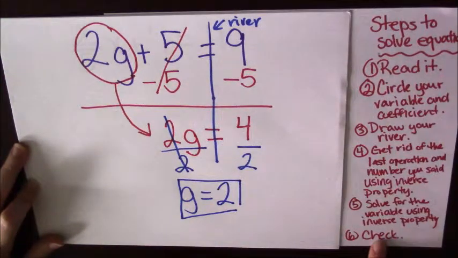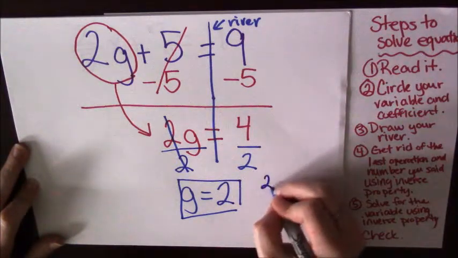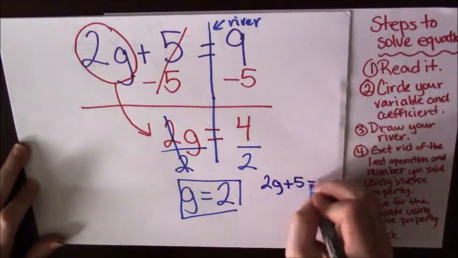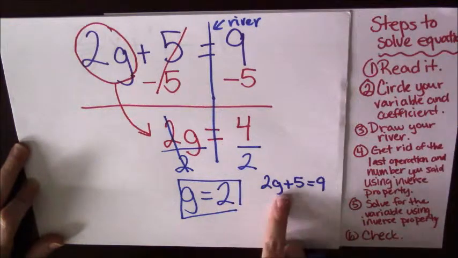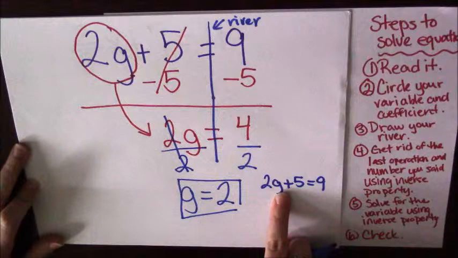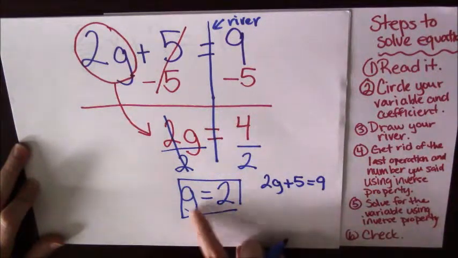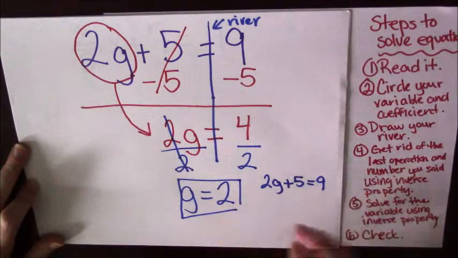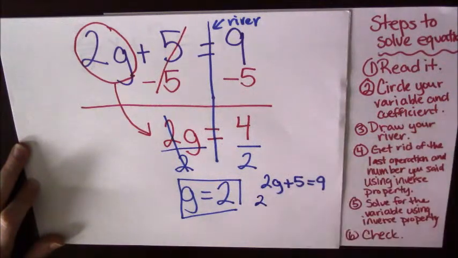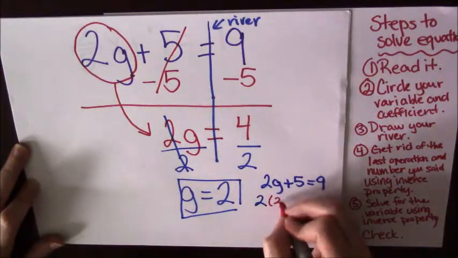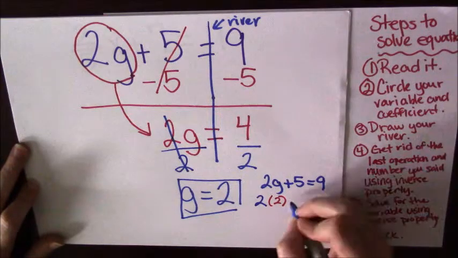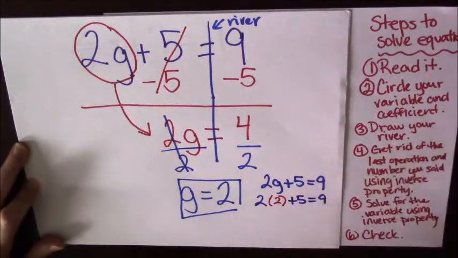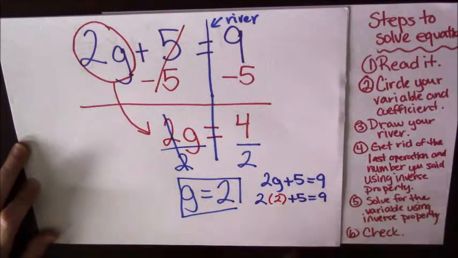The last thing is the check. Always make sure to do your check. So I go over here next to the answer and rewrite my problem. When I do the check, that means I have to insert or substitute my number in for my variable. So here it says g equals 2, so I must substitute 2 for g. So this becomes 2 times 2 plus 5 equals 9.